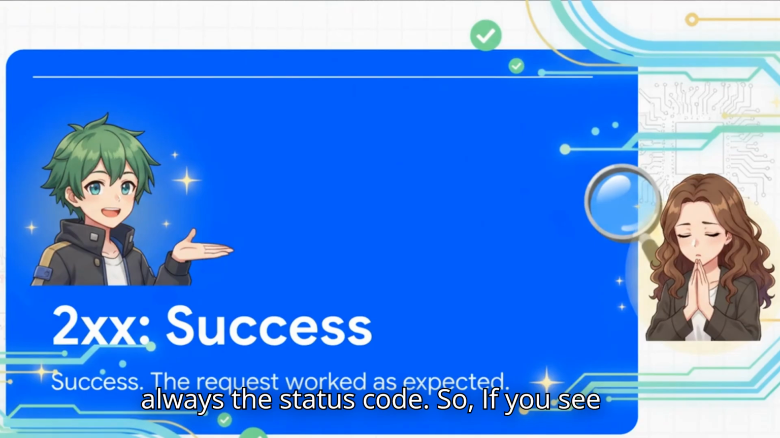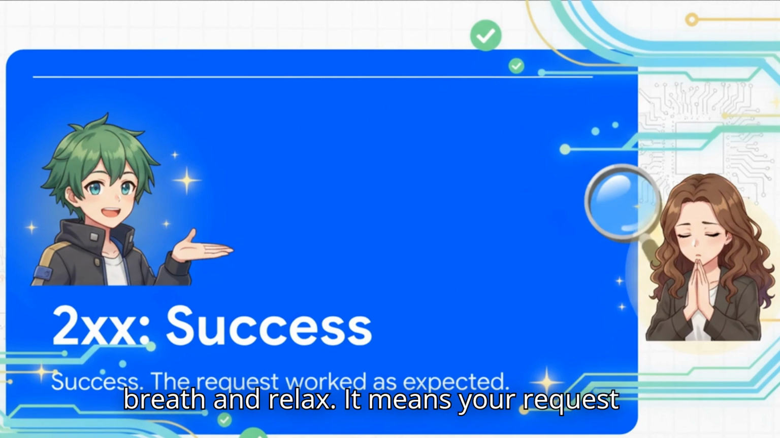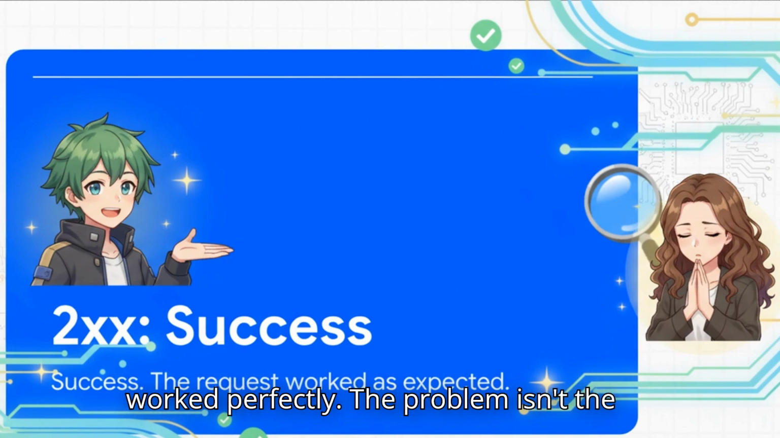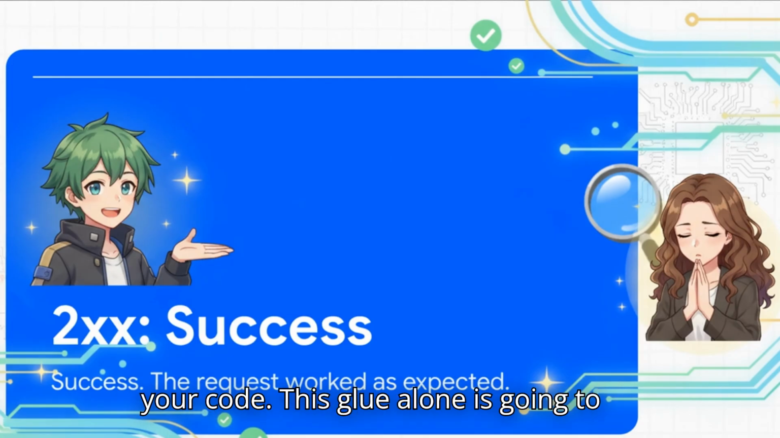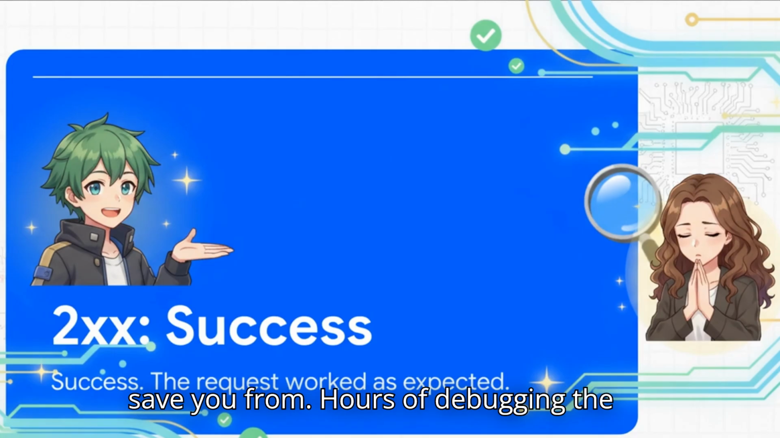So if you see any code that starts with a 2, like a 200 or a 201, you can just take a deep breath and relax. It means your request worked perfectly. The problem isn't the API call. It's probably somewhere else in your code. This clue alone is going to save you from hours of debugging the wrong thing.